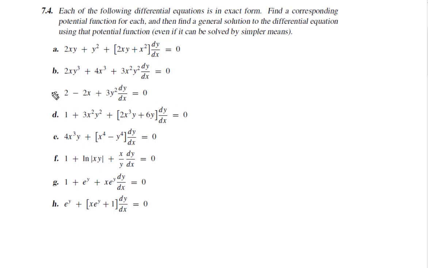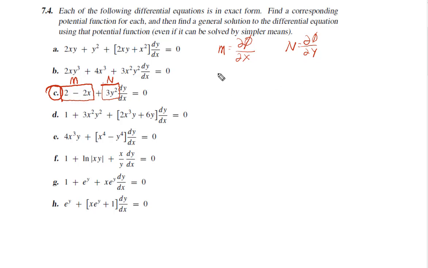Now I'll start by working, I think, the C choice on this one. And if you look here on the C choice, the 2 minus 2x is what we've been calling M. The 3y squared is what we've been calling N. And we know that the M is the partial derivative of this magical potential function with respect to x, and that the N is the derivative of the potential function with respect to y.